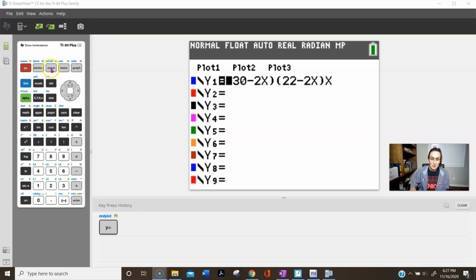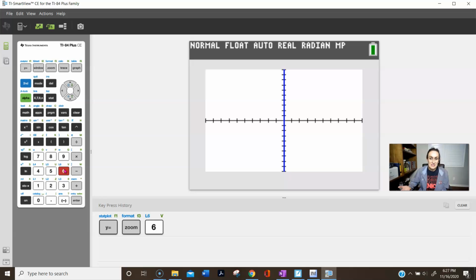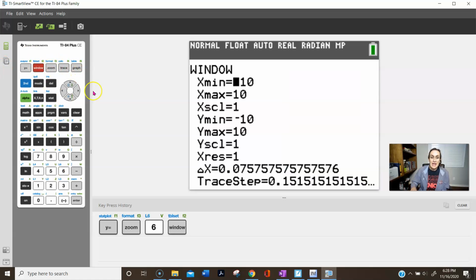All right, now, if you were just to graph this in a regular standard window, you're not going to see much. So if I just did like a zoom 6, that doesn't really help me, does it? So we want to fit a window to our situation. So let's go to window, and the X is how much we're cutting out of the corners of the box. And since I can't cut negative corners out, I'm going to start my domain from 0.